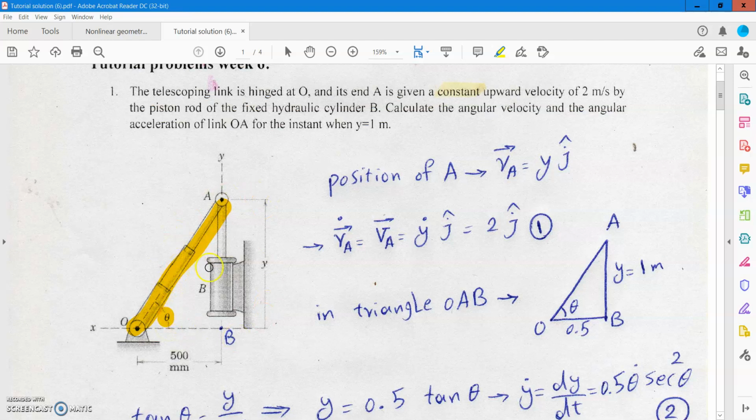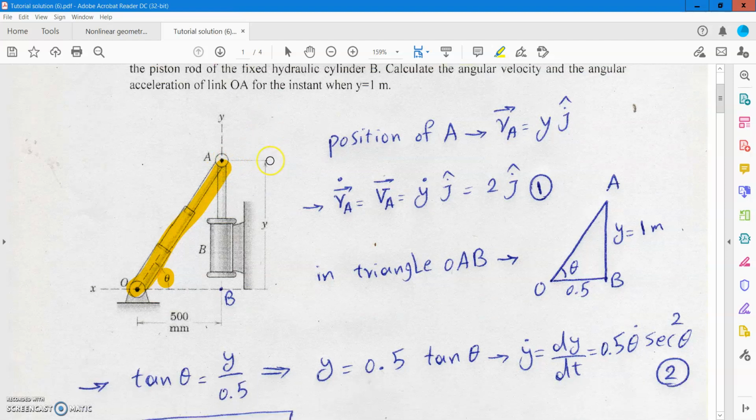And in this coordinate system, when A is going up, the omega or theta dot will be in the negative direction of z. So you can find omega from this equation, because you know the velocity of A. And for the acceleration, the acceleration of point A is omega cross omega cross r plus alpha cross r, and then you can calculate the alpha.